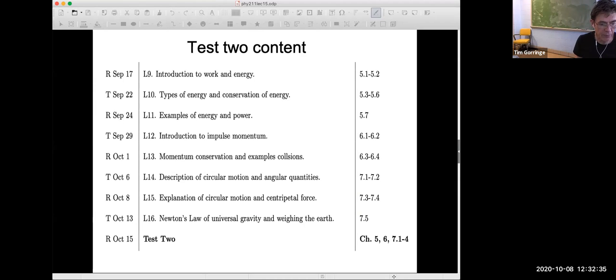So that's the material on energy and work, chapter 5. It's the material on impulse and momentum, that's chapter 6. Those are the great conservation laws that describe the motion of matter. And then it's this new material we're working on now, which is going to be a combination of circular motion and universal gravity. And it's a combination of circular motion and universal gravity because we need circular motion to understand universal gravity. So that's why those two topics are joined together.